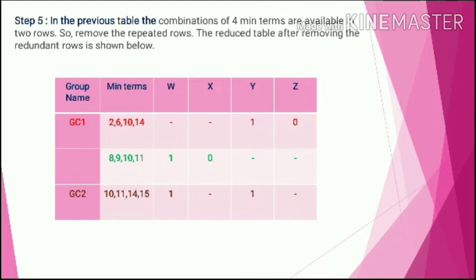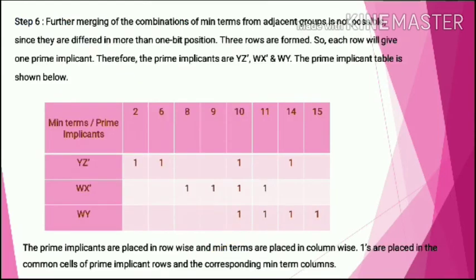And take the second value, 8, 9, 10, 11. See, the first one is 1, so take w. The second one is x. X is 0, so put x dash and leave the y and z. And then the third row, the first one is 1, so take w. And the third one is y. So take that one, w y. In this way, the prime implicants are formed.